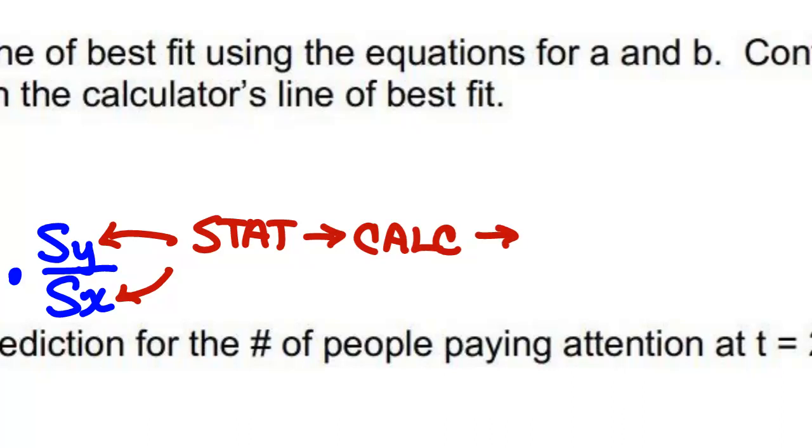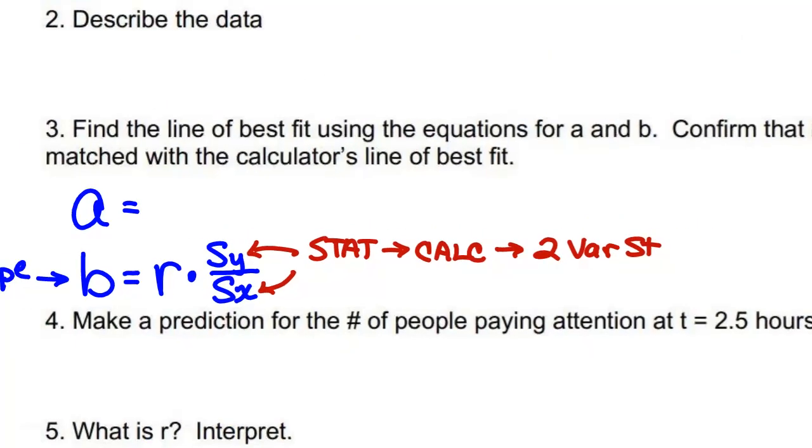How many variables were we working with? 2 variable. You might have to scroll a little bit. But stat, calc, you want it to calculate 2 variable statistics for you. And to find our A value, does anybody remember how to do that one? You have to find the slope first because that's part of the equation to find your A value.